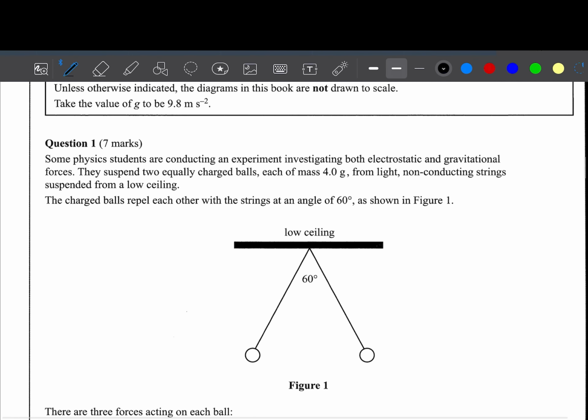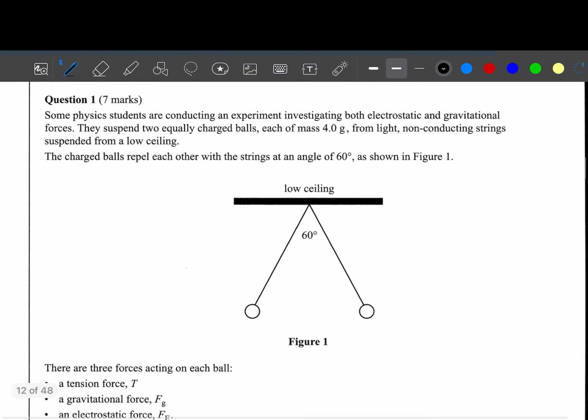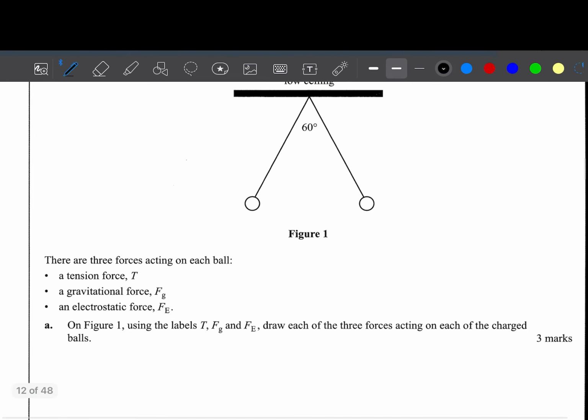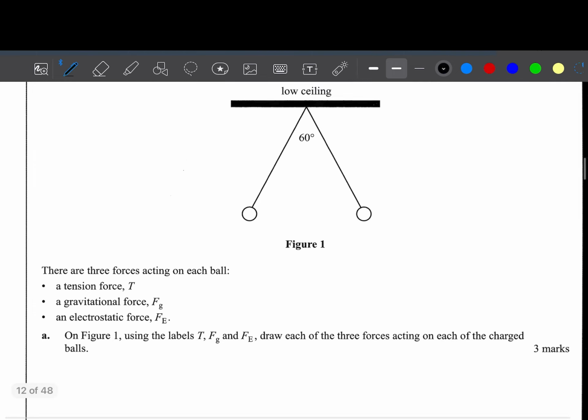Some physics students are conducting an experiment investigating both electrostatic and gravitational forces. They suspend two equally charged balls, each of mass 4 grams, from light, non-conducting strings suspended from a low ceiling. The charged balls repel each other with the strings at an angle of 60 degrees as shown in figure 1. There are three forces acting on each ball: tension, gravitational, and electrostatic. On figure 1, use the labels T, Fg, Fe. Draw each of the three forces acting on each of the charged balls.